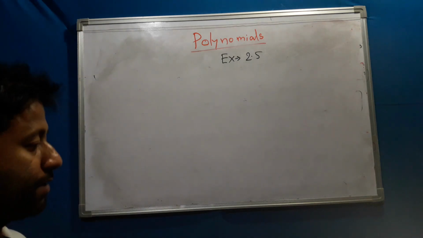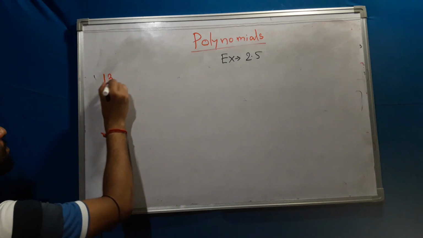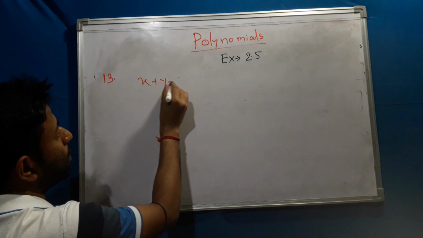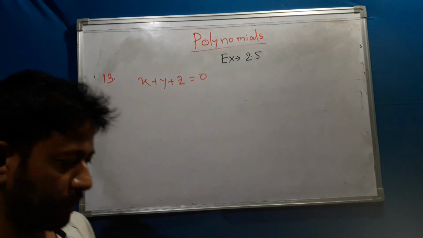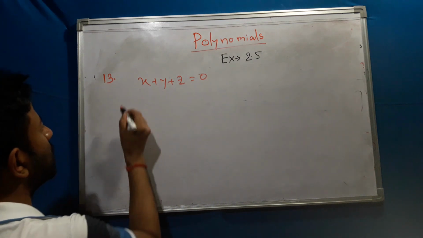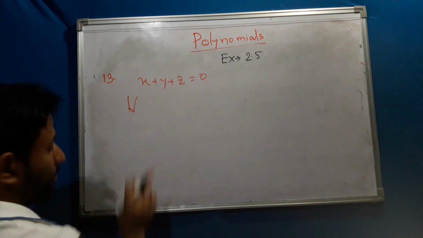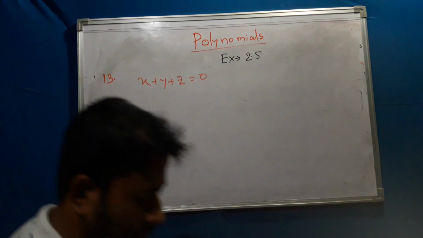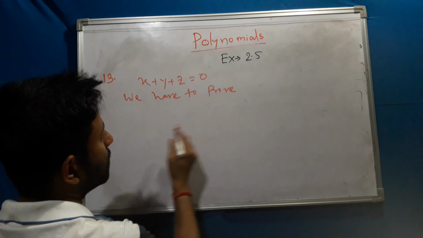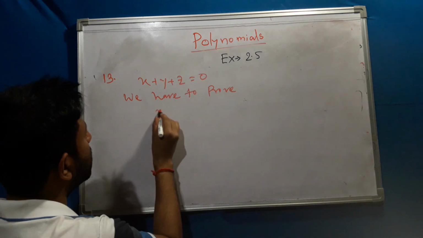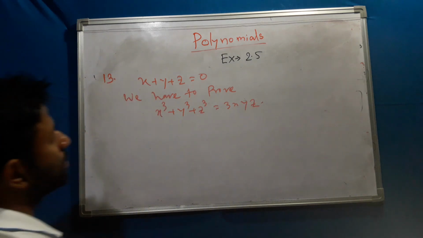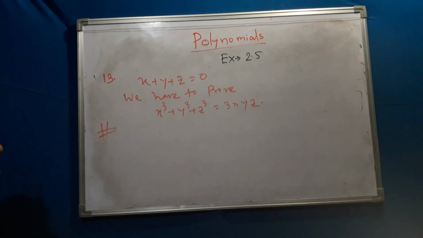What does question number 13 say? They are telling x plus y plus z equal to 0. And what else they are telling is x cube plus y cube plus z cube equal to 3xyz, and we have to prove that. We have to prove x cube plus y cube plus z cube equal to 3xyz. Now, what is the solution?